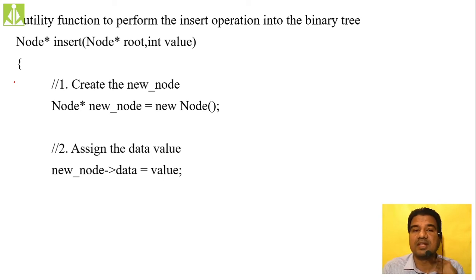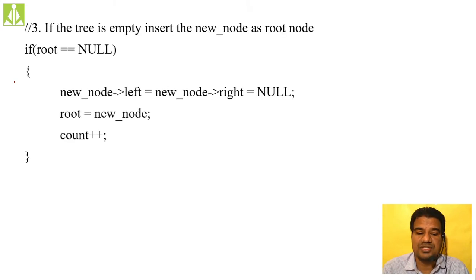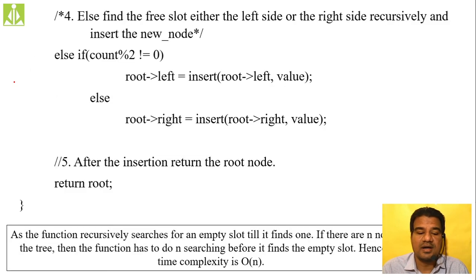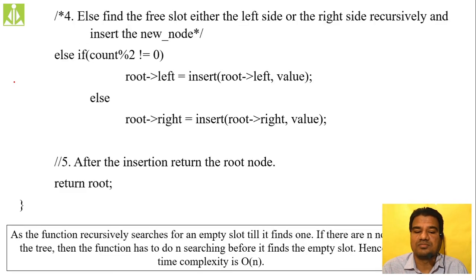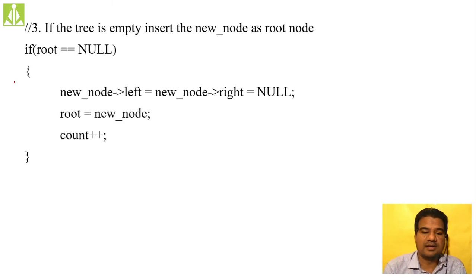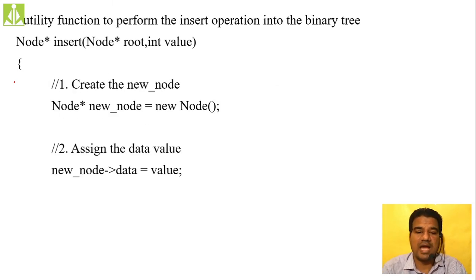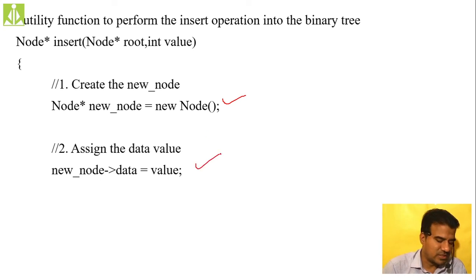See over here, the insert function of your binary tree data structure has hardly this much code, only 5 points. This thing you have to understand clearly. In this insert function, the first 2 points are creating the node and adding the value. You can see over here, creating the node and adding the values.